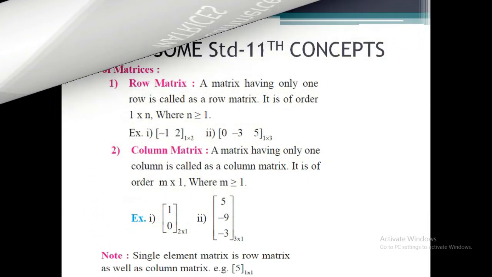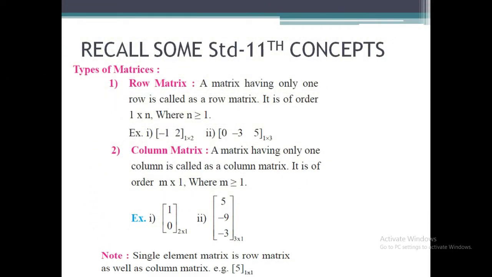Now let us revise some concepts from the previous class. In the previous class, we have seen types of matrices, in which the first one was the row matrix. Now what is the row matrix? A row matrix is a matrix in which we have one single row and n number of columns, where n is greater than or equal to 1.